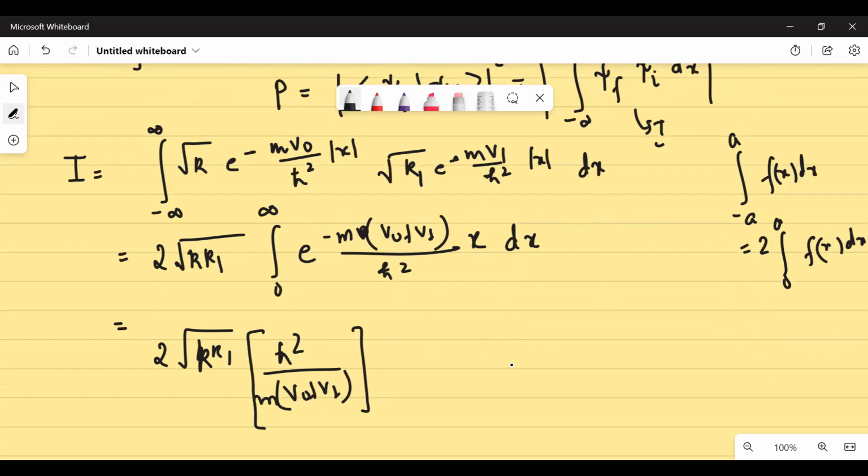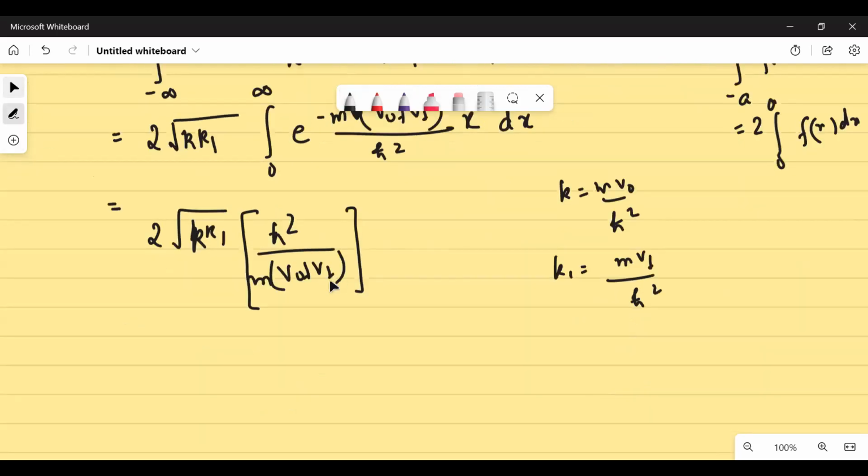Now your k is given by m v naught upon h cross squared, and your k1 is given by m v1 upon h cross squared. So in the overall expression, the m gets cancelled and h cross squared gets cancelled, because this gives h cross squared and this gives h cross squared in the denominator, overall h cross to the power 4. So you cancel them, and you ultimately find this integral I as 2 times root over v naught v1 upon v naught plus v1.